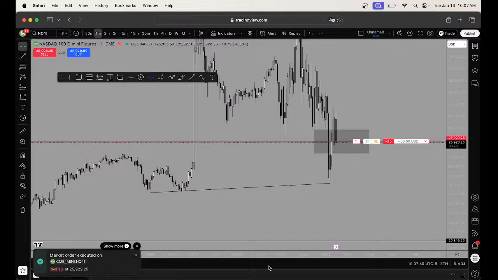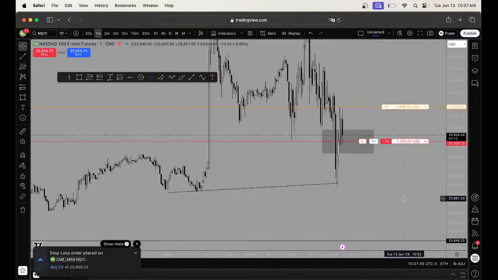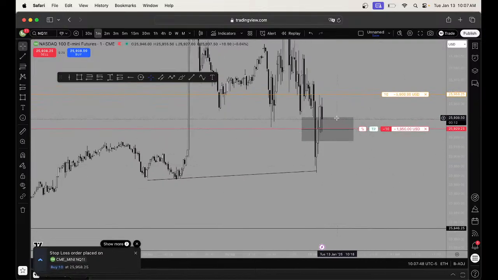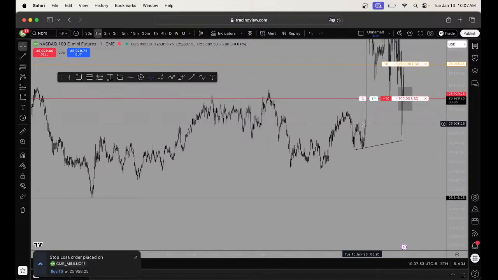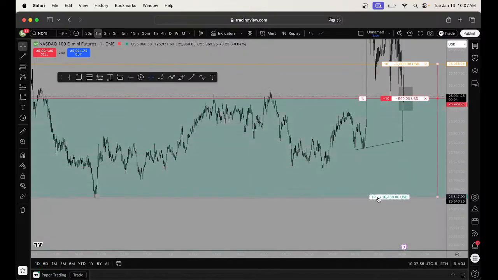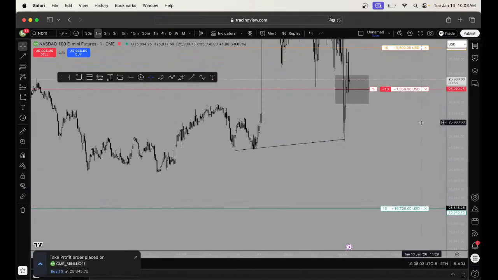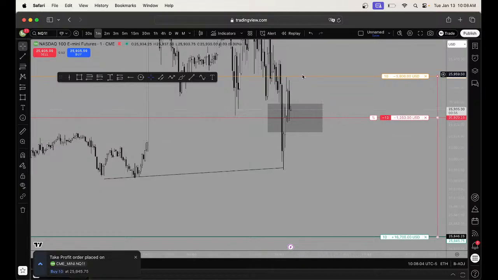Damn, I missed the button. Late entry. Yo, Phil could have been here. Sucks. But okay, so now what I'm targeting is these lows, like I said. Stop loss above those highs. And now I want to see it play out. Actually, I'm gonna show my stop right here.